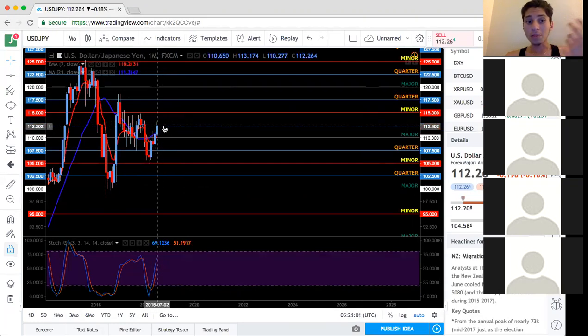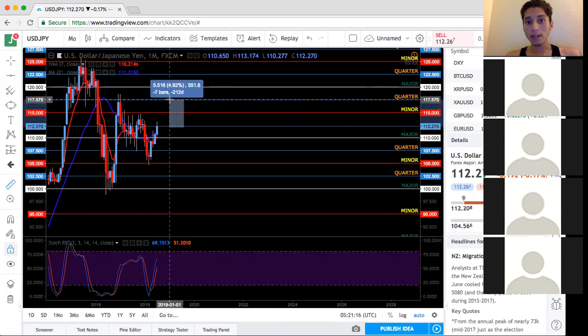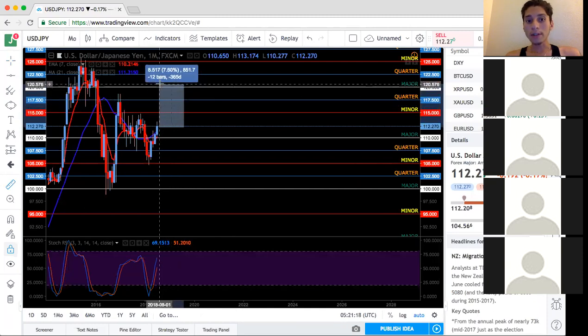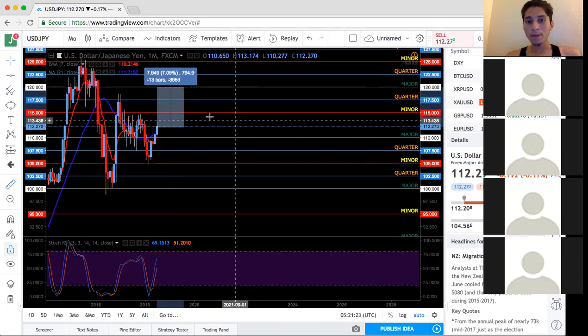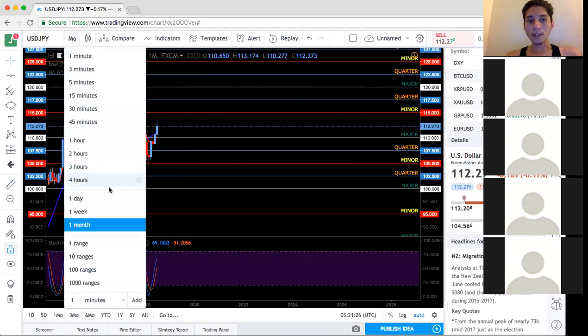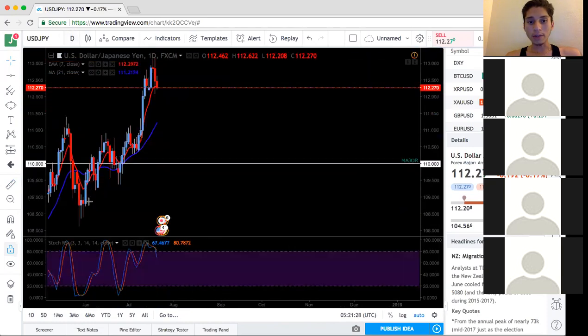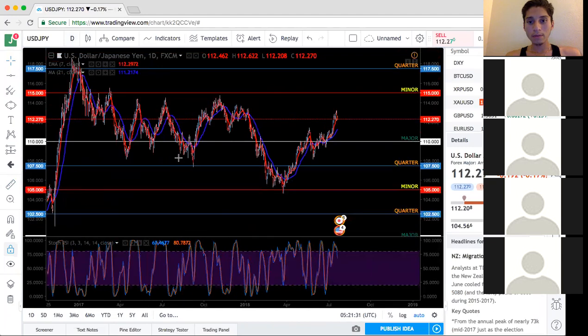So you could probably hold this until it reaches here, or hold it for however many pips. If you're holding it until it reaches a minor, that's 280 pips. If you hold it to the next quarter level above it, that's 500 pips. And if you hold it to the next major, about 750, 800 pips. That's how you can get a better idea as to what's happening in the market. As you break this down, let's say you're looking at the day chart. Doesn't this make it a little bit easier for our eyes to see? You can get an idea as to what's happening.